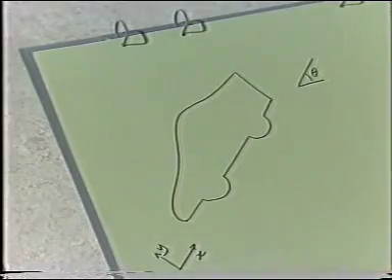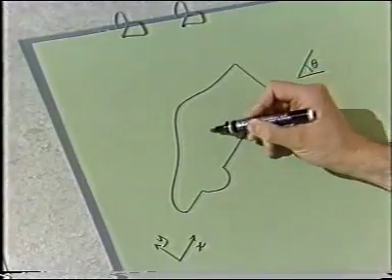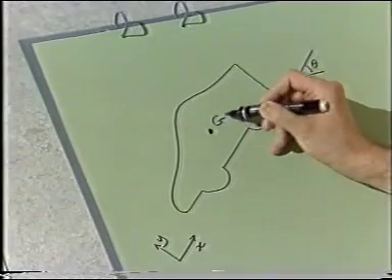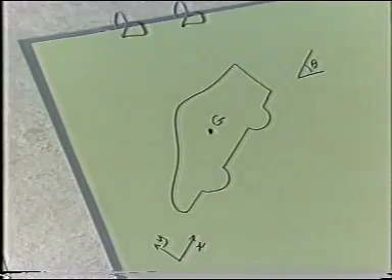Now, what about forces? The first one is the weight force. Obviously, we aren't going to neglect the weight in this case. This point marked G is the centre of mass. We'll assume that the position of this is known, although actually measuring its position for a real car can be quite a complex operation.